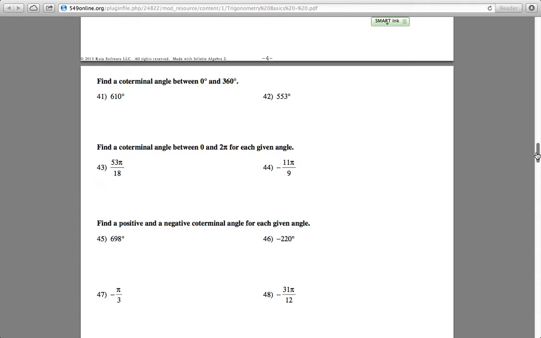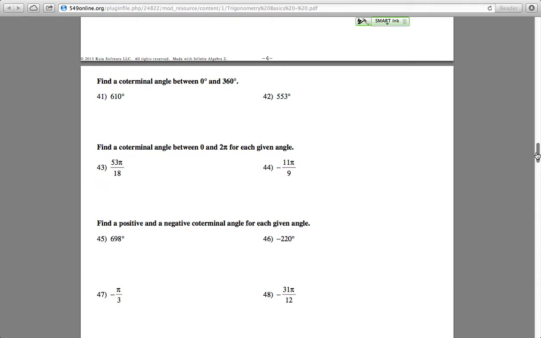So anytime you want to find a coterminal angle and it's in degrees, you just add or subtract what? 360. If you want to do it in radians, you add or subtract. All right, everybody say that with me. If I want to find a coterminal angle in degrees, I add or subtract what? 360. If I want to find a coterminal angle in terms of radians, I add or subtract what? 2 pi. 2 pi is not as fun to add.